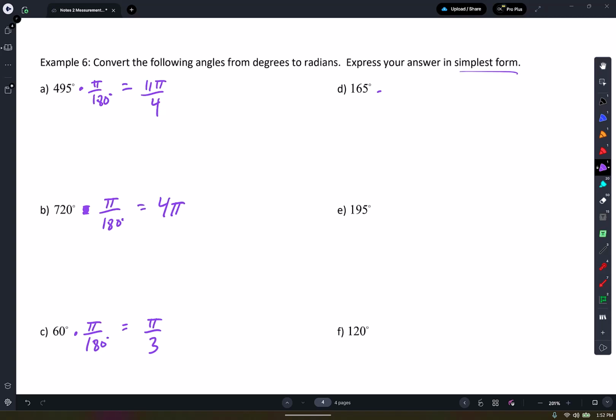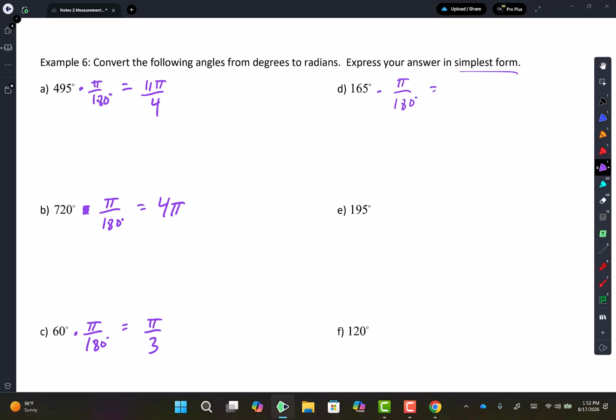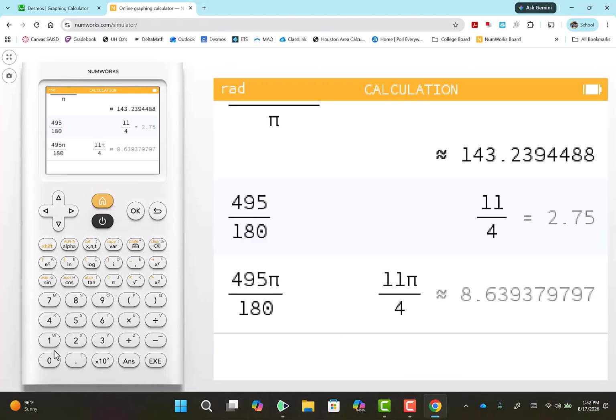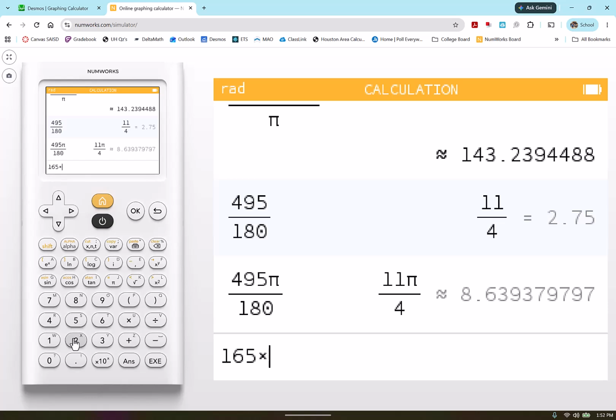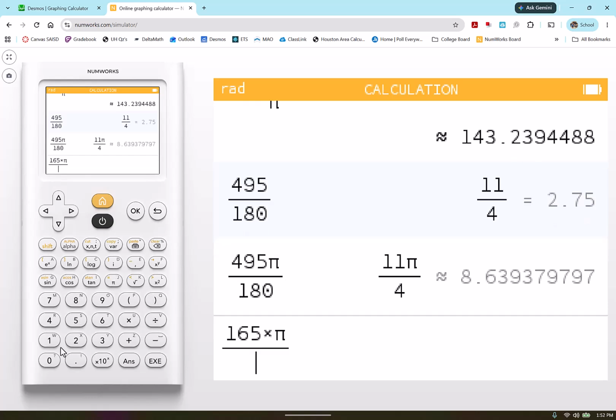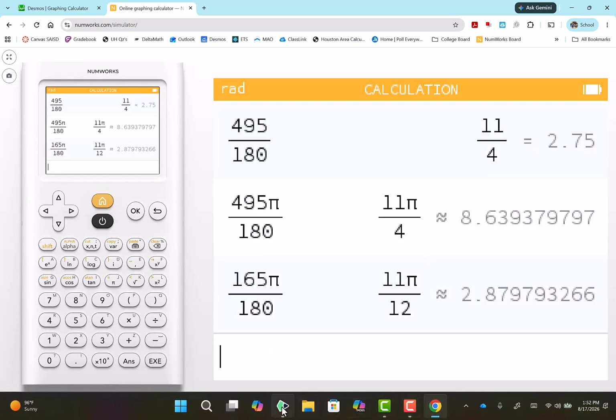165 times pi over 180. I'm going to take my calculator. I'm just going to go 165 times pi over 180. And 11 pi over 12.